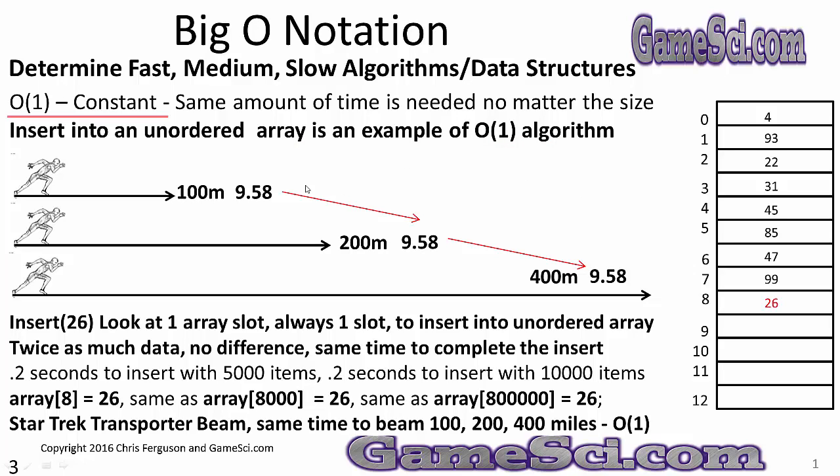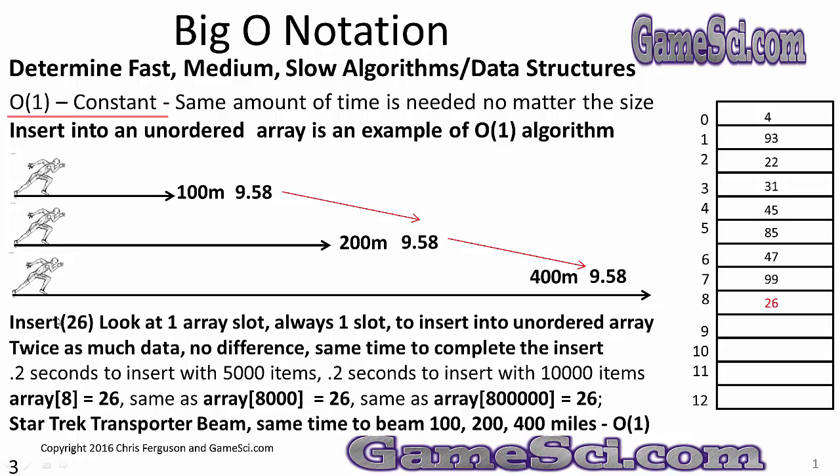What does that mean? Well, look how I've changed the sprint times. 9.58 to go 100 meters. 9.58 to go 200 meters. 9.58 to go 400 meters. This time has not changed. It takes the same 9.58 to go 100 as 200 as 400. That is an order of 1 algorithm. An order of 1 algorithm takes constant time. Same amount of time for the larger distance.